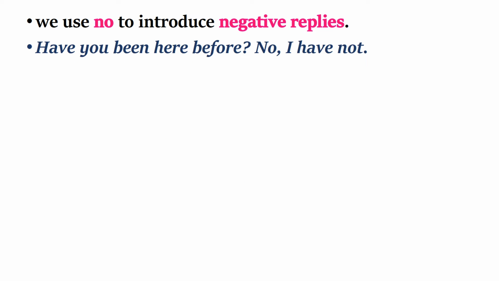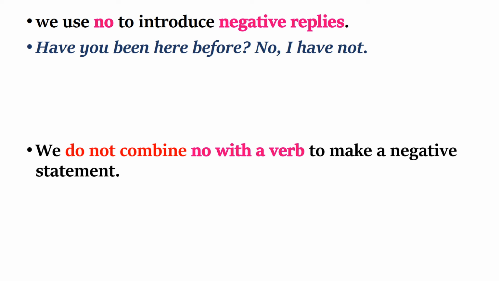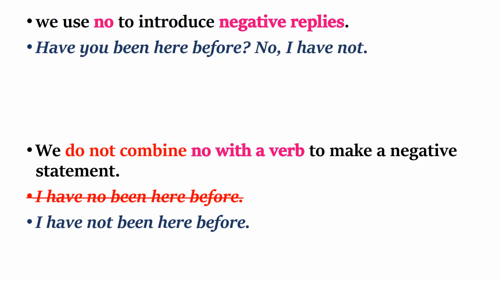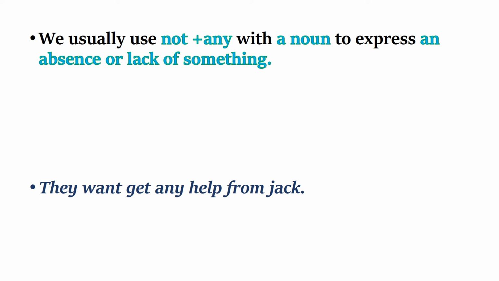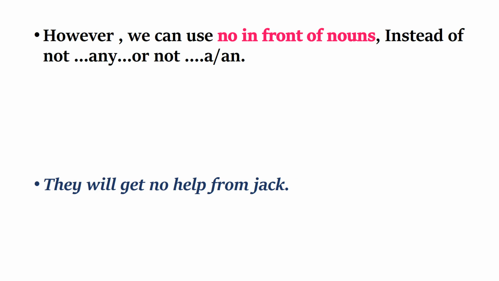We use no to introduce negative replies. For example, have you been here before? No, I have not. We do not combine no with a verb to make a negative statement. Examples: I have no been here before. I have not been here before. We usually use not plus any with a noun to express an absence or lack of something. They won't get any help from Jack.